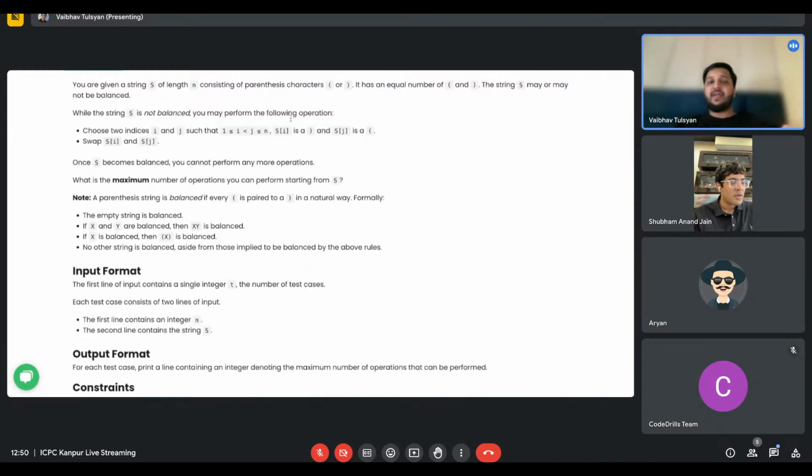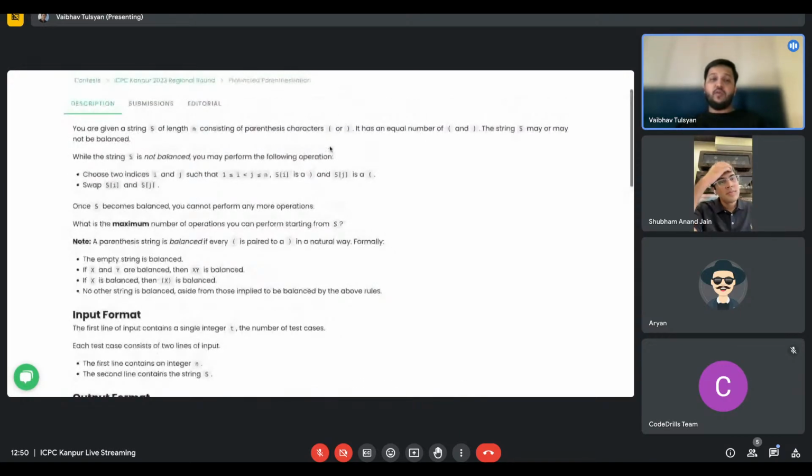You can pick any index i and j, such that index i has a closing parenthesis and j has an opening parenthesis, and j comes after i, and you can swap the two. So this is essentially the operation that you can perform. You want to maximize the number of operations that you can perform, starting from the given string S.